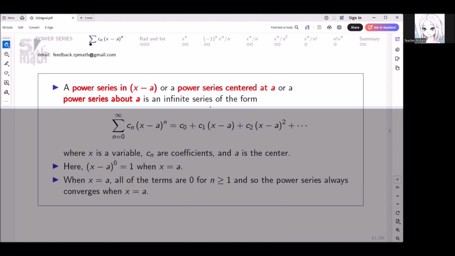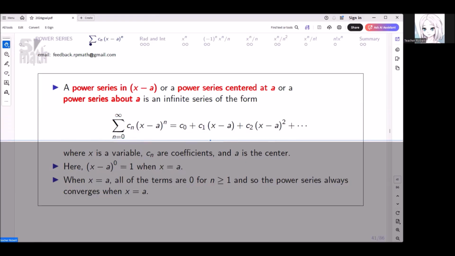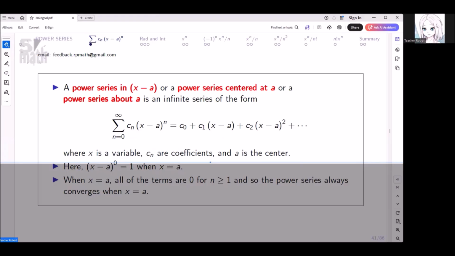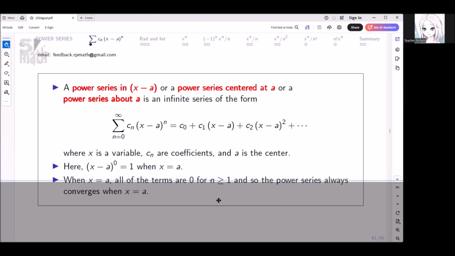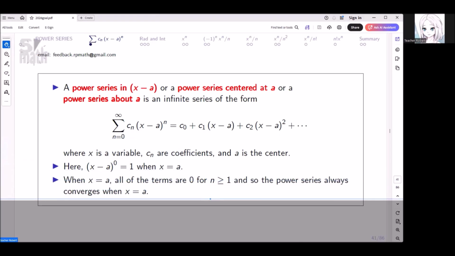The power series in x minus a, or the power series centered at a, or a power series about a, is an infinite series of the form here, where x is a variable, c_n are coefficients, and a is the center. Here, (x minus a) to the power 0 equals 1 when x equals a. When x equals a, all of the terms are 0 for n greater than or equal to 1, and so the power series always converges when x equals a.